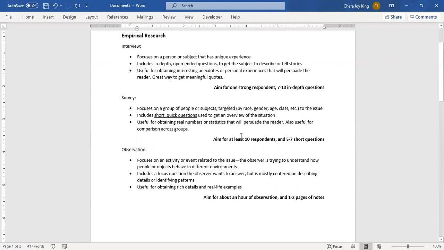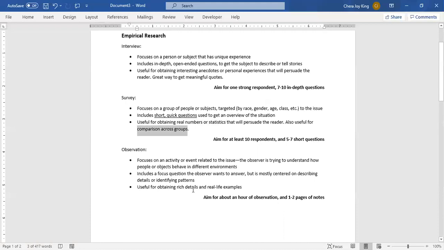If you're just looking for general public opinion, then you want a variety of those things. So you want to make sure you have multiple races and multiple genders, multiple ages, and multiple classes. This needs to include short, quick questions, because in a survey, you're trying to get the most amount of results, so you want to make it really quick and easy for the respondents. This is useful for getting real numbers or statistics, and you can start to compare and contrast across groups.